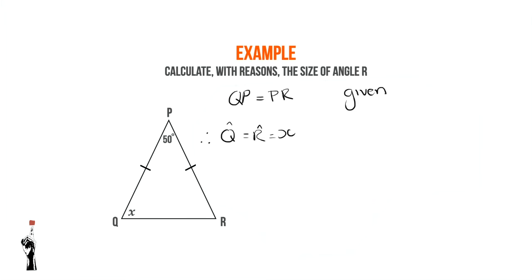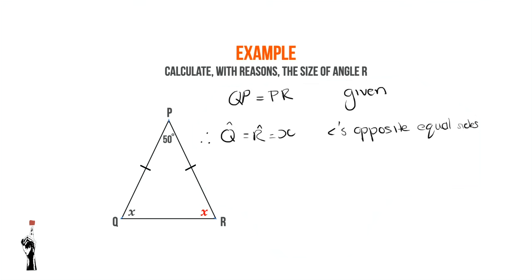How do I know that? Since my two sides are equal in length, it automatically follows that angle Q will be equal to angle R. And remember that my reason for that is angles opposite equal sides. Therefore, I can insert an x into angle R.